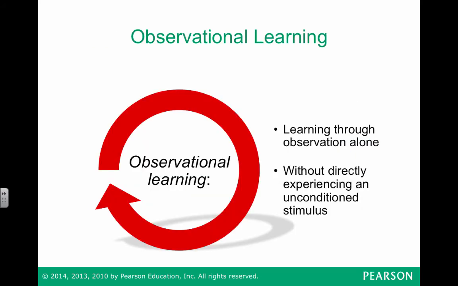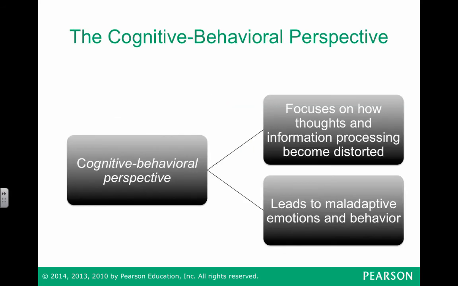Another way of learning and influencing behavior is through observational learning. And this is a real simple definition. It's learning through observation alone without directly experiencing an unconditioned stimulus. My husband says this happened to him. He had an older brother and he saw what his brother did and how he was disciplined or what he got in trouble for. And he said, I'm not stupid. I learned from that. I'm not going to do that behavior. So it's very similar to that, where a person or animal learns through observing what happens to another person or animal when they perform a certain behavior.